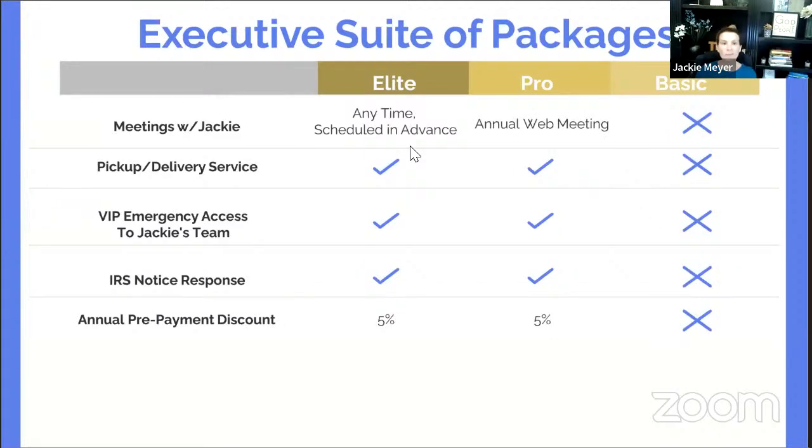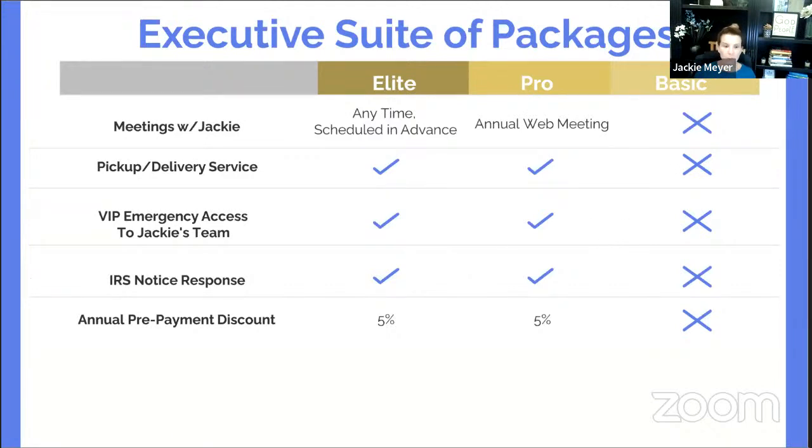And then on that elite package, meetings with me, the owner, are available anytime as long as they're scheduled in advance. We include pickup and delivery service, VIP emergency access, which is an emergency text number that people never use, but love having the idea of it. We include IRS notice response. If I was redoing this, I would put a cap on that though. I would say like up to 3 IRS notice responses per year, or up to like 10 hours of IRS notice response per year.